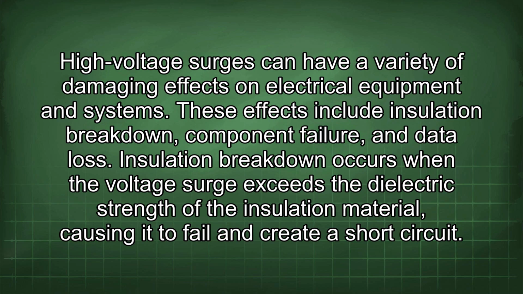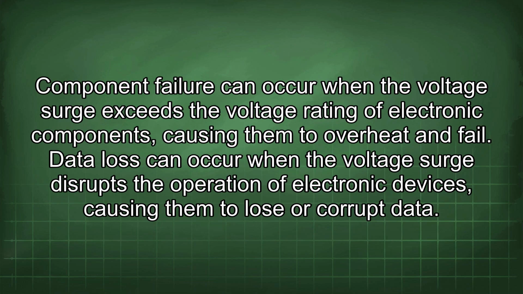Insulation breakdown occurs when the voltage surge exceeds the dielectric strength of the insulation material, causing it to fail and create a short circuit. Component failure can occur when the voltage surge exceeds the voltage rating of electronic components, causing them to overheat and fail. Data loss can occur when the voltage surge disrupts the operation of electronic devices, causing them to lose or corrupt data.